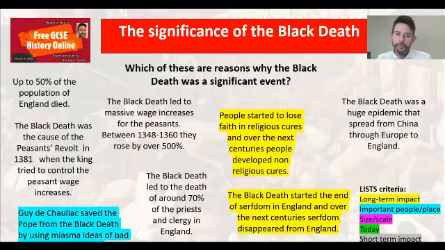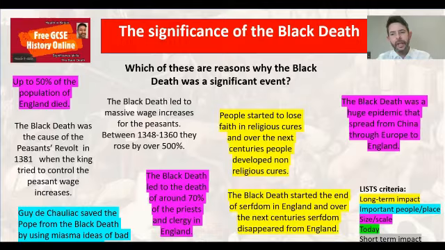Important people: Guy de Chauliac saved the Pope, showed that miasma and quarantine laws could work, and that was significant. Size and scale: 50% of the population died in England. It's a pretty big size and scale there, folks. And then 70% of priests died, showing that religious cures didn't work. You could be as holy as you like, but you're still going to die. And the Black Death was a huge epidemic affecting the known world. So obviously, lots of places start to rethink their medicine and treatments.